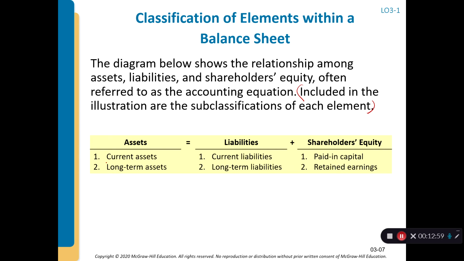For example, the asset is broken down by its liquidity, such as current asset and long-term asset. And liability, we're breaking down into current liability and long-term liability. And the stockholder equity, we're breaking down by the source of the funding. One is paid-in capital, which means external funding, and the retained earnings is internal funding.